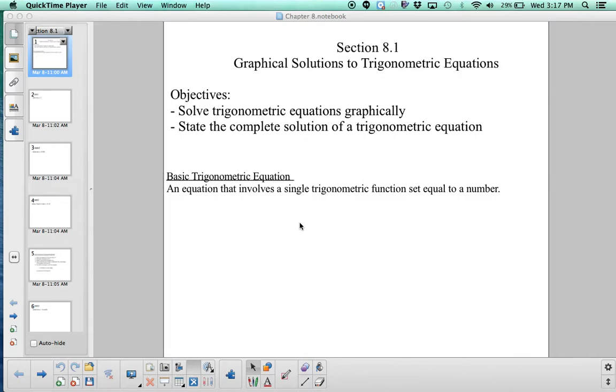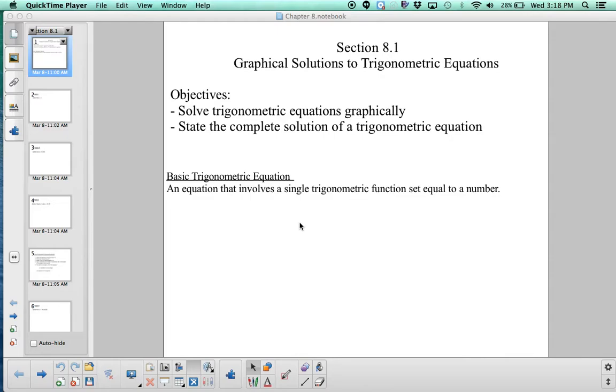In section 8.1, we're going to be looking for graphical solutions to trigonometric equations. So first of all, we're going to solve these by graphing. At the same time, we'll be thinking about some of them algebraically and just what we know from the previous chapter. We'll also be talking about the complete solutions, which means that oftentimes the solution is not a single answer but an equation.